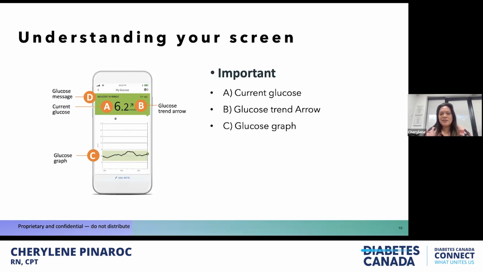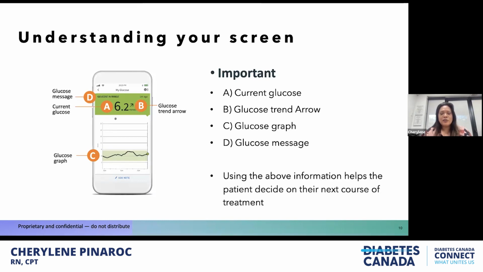And obviously, the last thing that we look at too is the glucose message. So for this on the phone, it will give us a color coding. On the meter, if you're still on the meter, it will give you a message of what is happening to your blood glucose. So those are the 4 components that we need to understand when we are scanning our sensor.